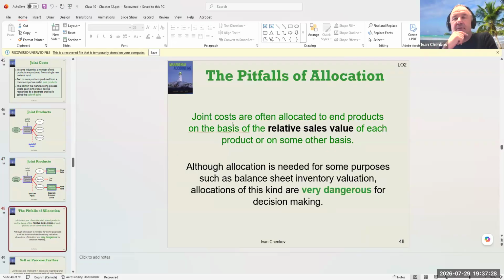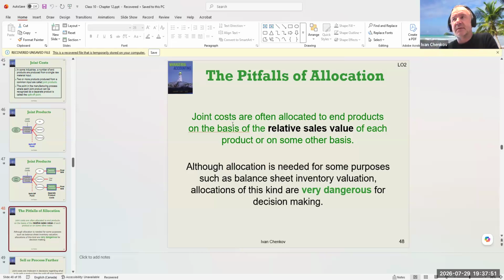What's the decision rule here? Joint costs are often allocated to the end product based on the relative sales value. Those of you going on to intermediate accounting and managerial accounting will see how joint cost is allocated. There are different methods of allocation of joint costs. That's not important for us here.